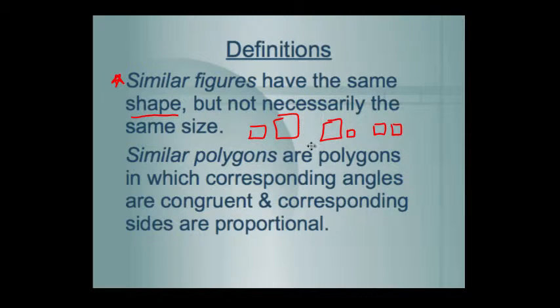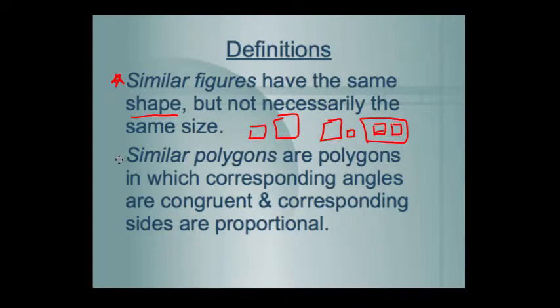In fact, most of the times when you see similar figures, you're going to see one smaller than the other, or in this case, one's larger than the other. Very rarely have I, in textbooks and things like that, ever seen one where they were exactly the same size, because that really gets into another term that we're not talking about today.